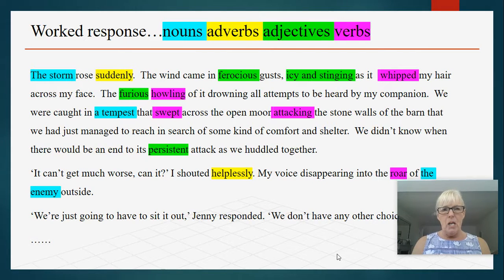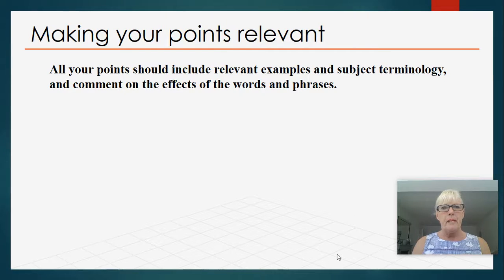Okay, so what would I actually say? So you need to think about, when you see them broken up into colours, you can see them as a collection and talk about them as a collection if they change atmosphere or they sharpen your image about something. So make your points relevant. All your points should include relevant examples, so that's your quotes from the text, and subject terminology, and comment on the effects of the words and phrases. So that is your job when you are answering the language question in the exam.